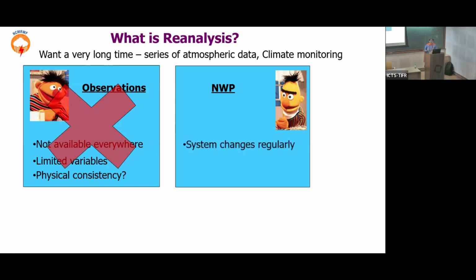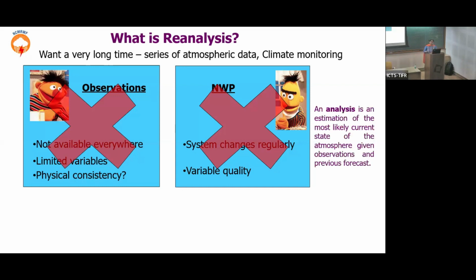When we come to NWP, we already discussed that the system changes regularly. Both the data assimilation method and the NWP model change regularly. So the data set is not continuous and has variable quality, because we are changing from 4D-Var to ensemble 4D-Var and changing the resolution. So we cannot use this operational NWP product for a very long time series either, because there may be a jerk in between, since we are changing the assimilation system and the model.